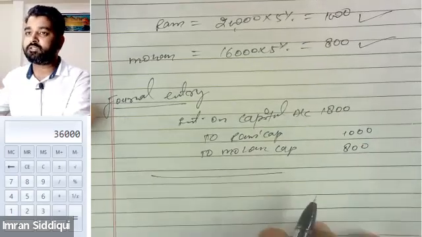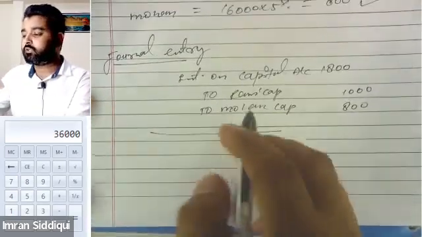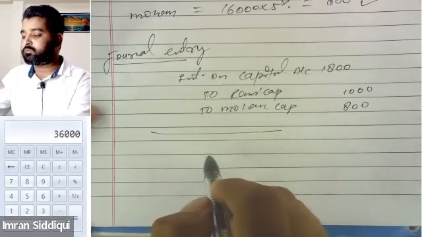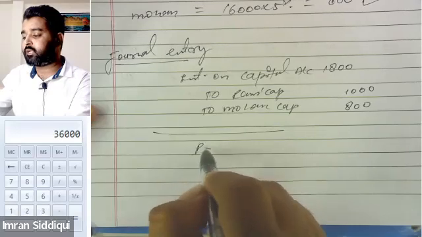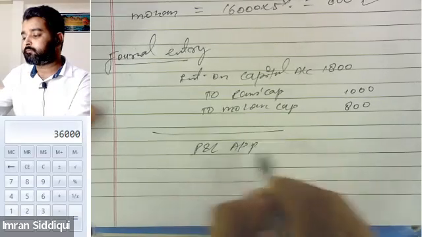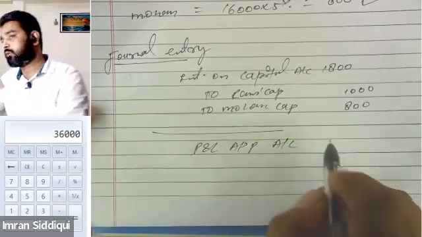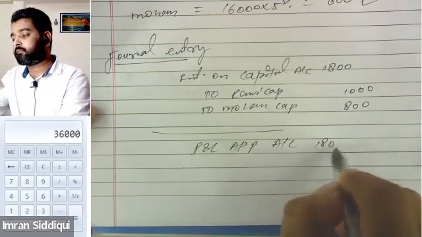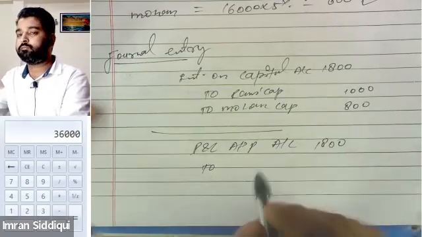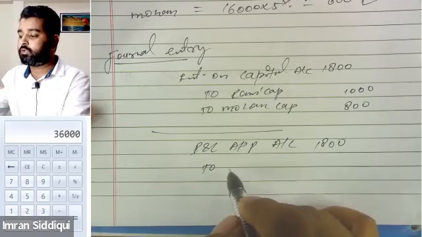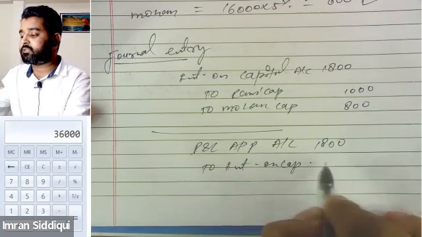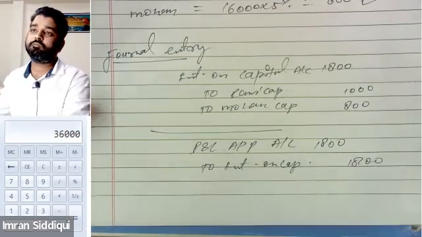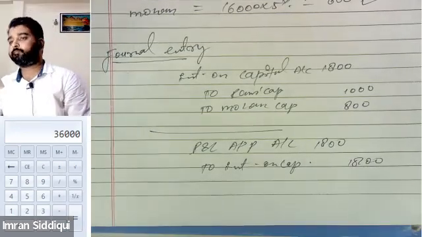After that, we will pass the general entry for the transfer of interest on capital to P&L appropriation. So the general entry will be P&L appropriation account debit 1,800 to interest on capital. Tell me, everyone, is this clear to all of you? The general entry is clear to all of you?